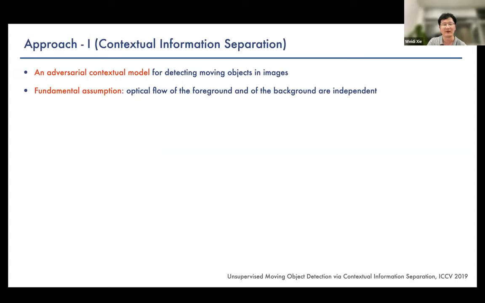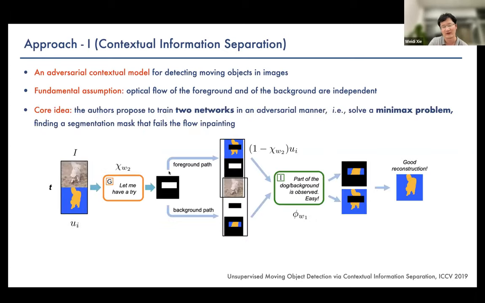So the first one is reconstructing the flows. The first approach I want to talk about is called contextual information separation, because it's very unique from my perspective. When I started in this field, I felt this method was so interesting. The idea is you train an adversarial contextual model. It's trying to reconstruct the flow, but not as well as possible. It's the opposite, meaning you have to reconstruct the flow as poorly as possible.